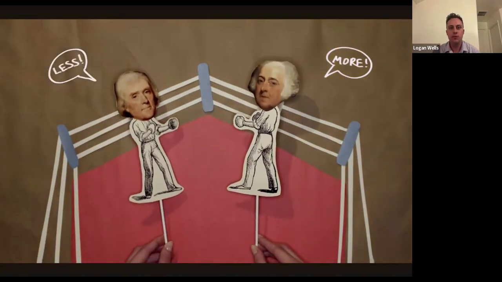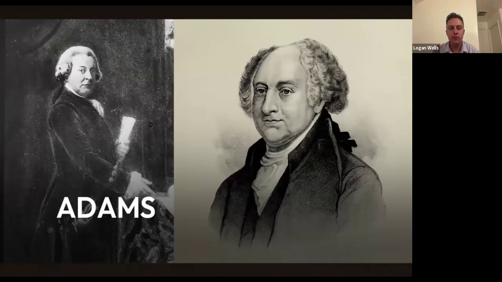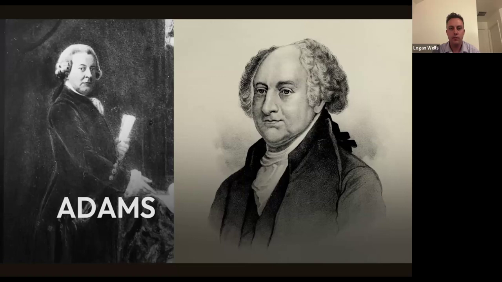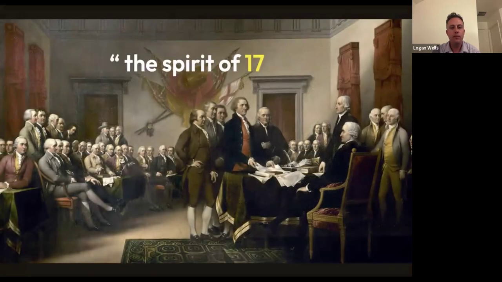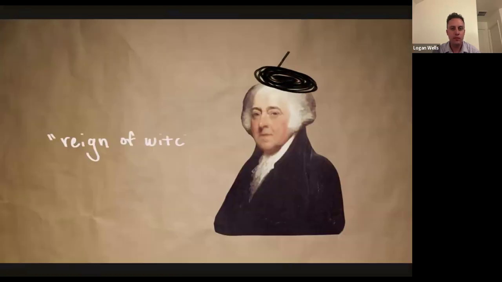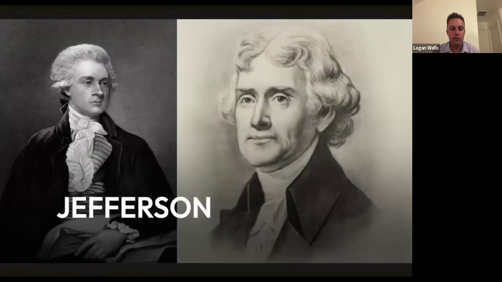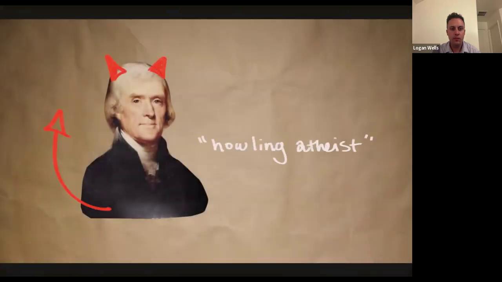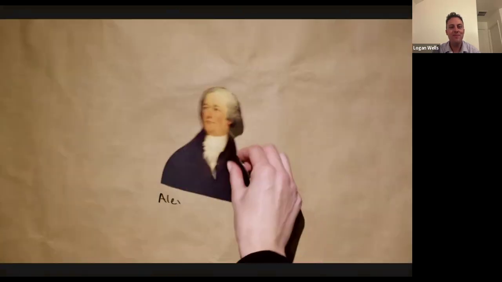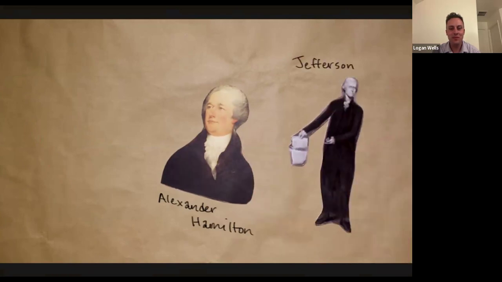Back then, and like now, the nation was embroiled in a hotly contested debate about how much the government should be involved in daily life. Jefferson argued that Adams and the Federalists were sympathetic to the British monarchy and threatened the spirit of 1776. He even called the party a reign of witches. In contrast, the Federalists contended that Jefferson had become radicalized while working as a diplomat in France, labeling him a howling atheist.